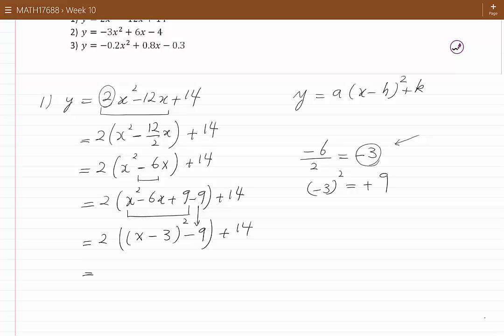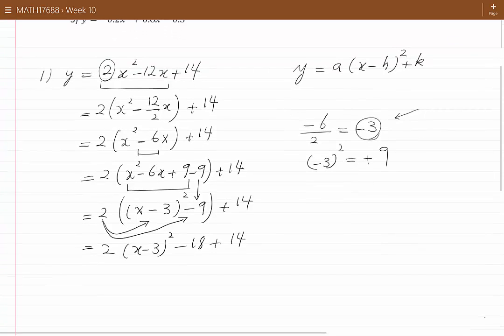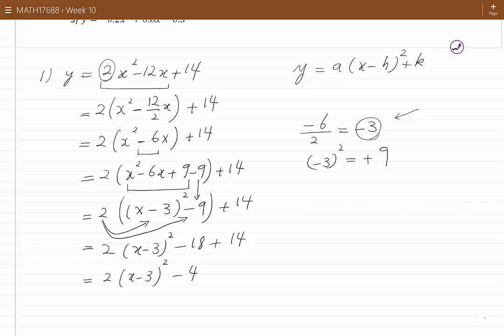Now let's open the first bracket. I multiply 2 into the first term and then into the second term. I will have 2 times (x minus 3) squared and then 2 times minus 9, which is minus 18, plus 14. I can simplify this further to 2 times (x minus 3) squared minus 4.